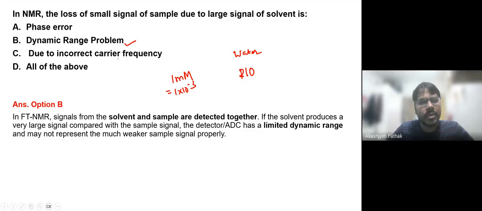So the answer is option B. If the FTNMR signals from solvent and sample are detected together, the solvent will produce a very large signal compared with the sample signal. So the detector or ADC has a limited dynamic range and may not represent a much weaker sample signal properly.